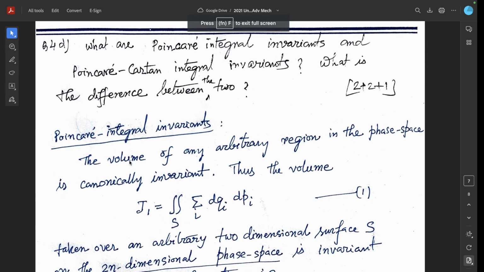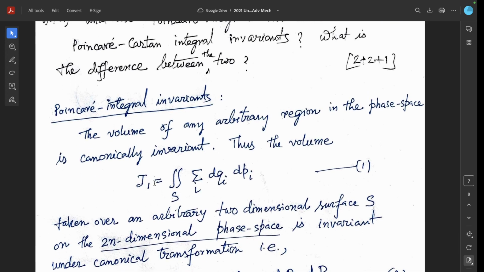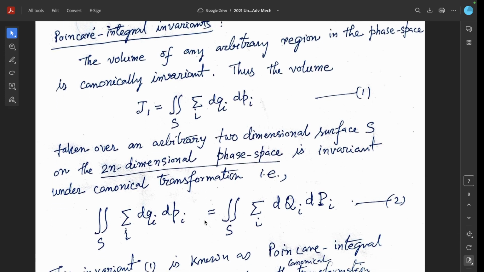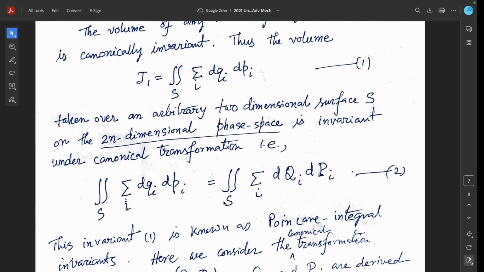Poincaré integral invariants: the volume of any arbitrary region in the phase space is canonically invariant, because the integral J₁ = ∬_S Σᵢ dqᵢ dpᵢ, taken over an arbitrary two-dimensional surface S in the 2n-dimensional phase space, is invariant under canonical transformation. That is, ∬_S Σᵢ dqᵢ dpᵢ = ∬_S Σᵢ dQᵢ dPᵢ, and this invariant is known as the Poincaré integral invariant.